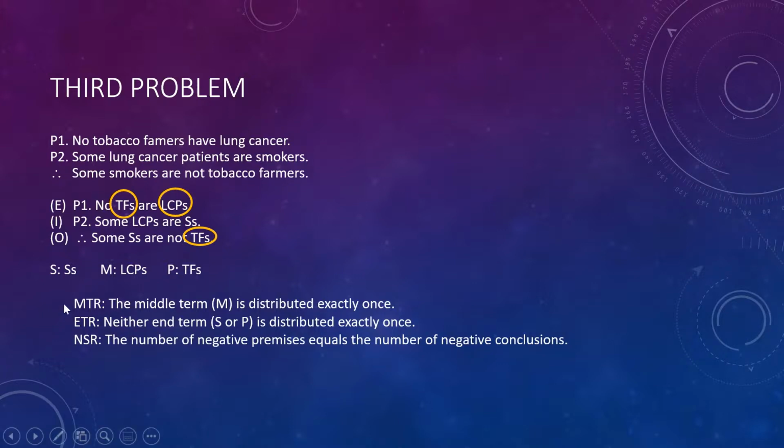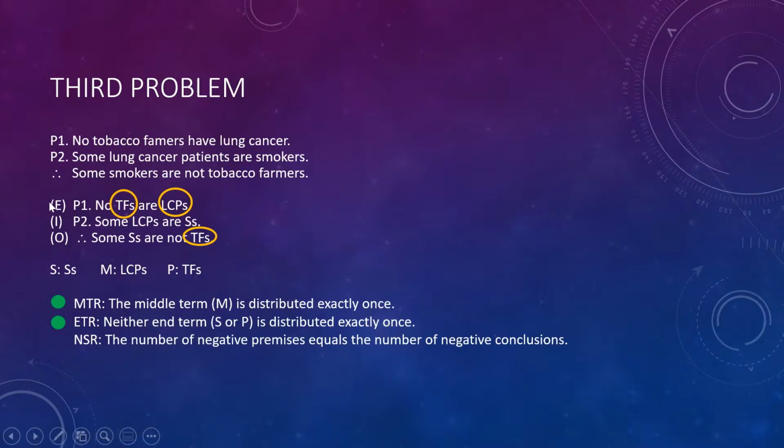So the middle term here is lung cancer patients, and we can see that it is distributed exactly once. That means that the middle term rule is satisfied. The end terms, let's take a look at them. Smokers is not distributed at all. Therefore, it's not distributed exactly once. Tobacco farmers is distributed both times, so it's not distributed exactly once. The end term rule is satisfied.